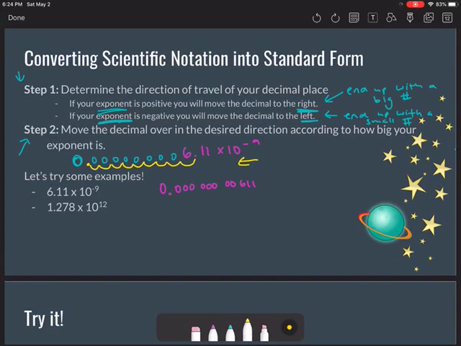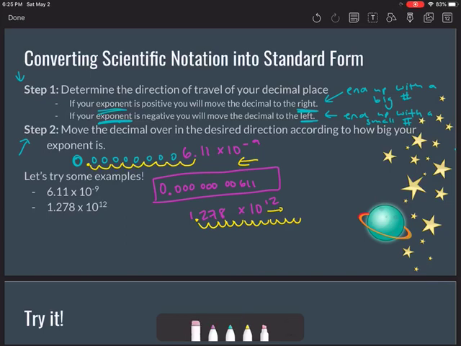All right. The next example that we can do is we have 1.278 times 10 to the 12. Our exponent is positive, which means we are going to be moving our decimal to the right, and we should end up with a big number. Okay, so if we move our decimal to the right, how many times are we moving it? We're moving it 12 times. So we're going to go 1, 2, 3, 4, 5, 6, 7, 8, 9, 10, 11, 12. And we're going to fill out all those gaps with zeros after.